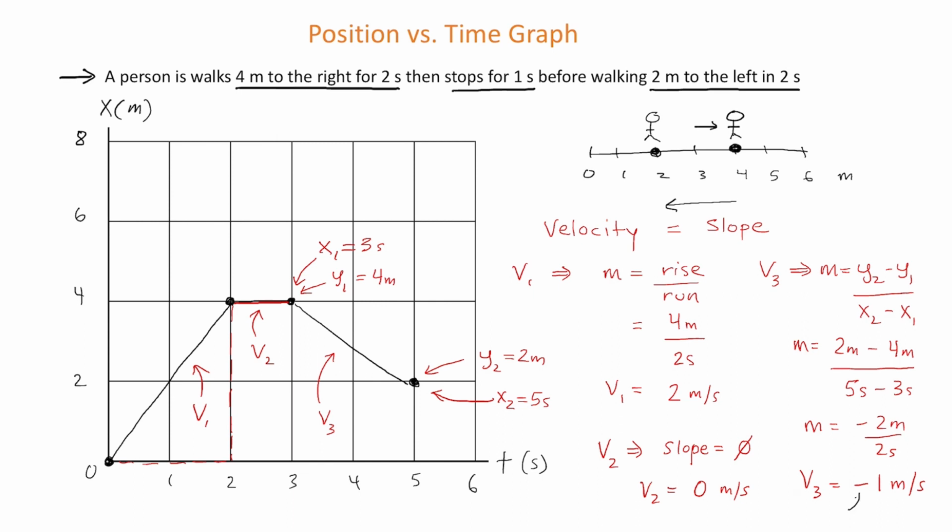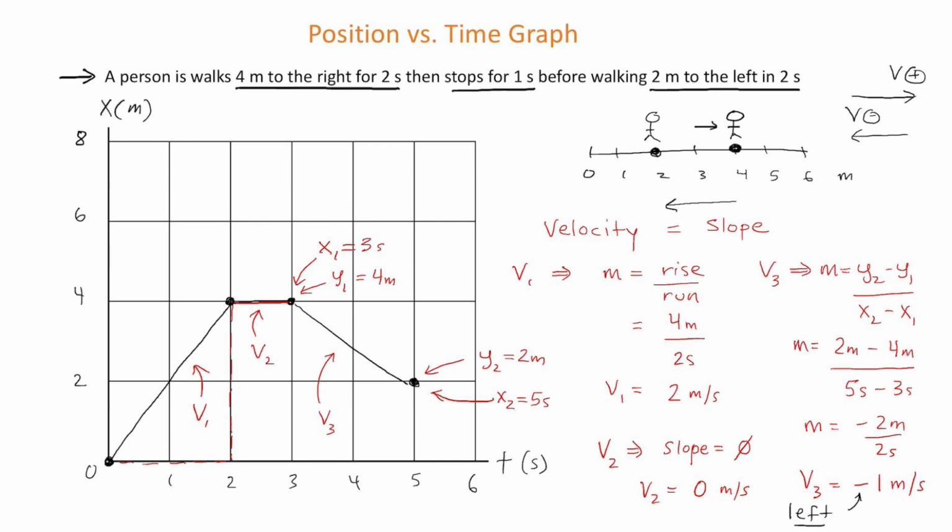Now you might be wondering, why is this answer negative? Does that make sense? Well, we know the person was moving to the left, and since velocity is a vector, the negative sign tells us that their direction was to the left. Because remember, velocity to the right is positive and velocity to the left is negative. This explains why v1, where the person was moving to the right, is positive, and v3, when the person was moving to the left, is negative.